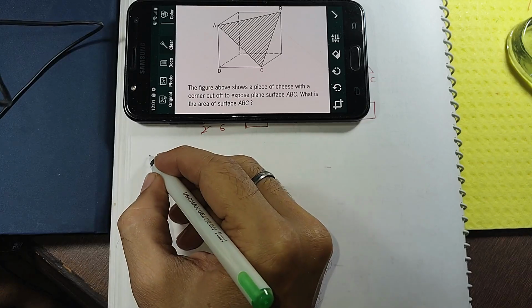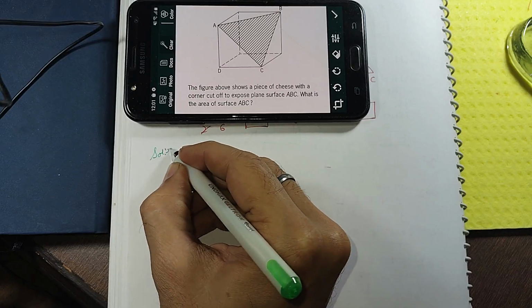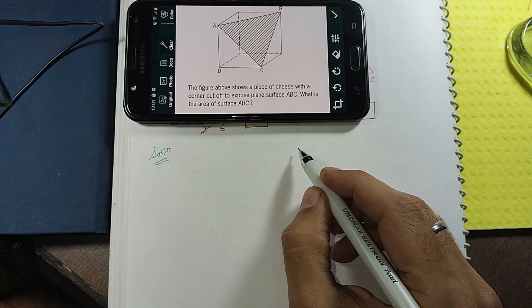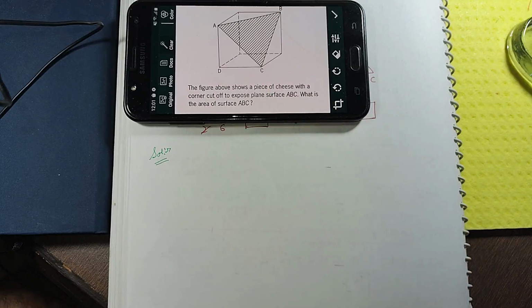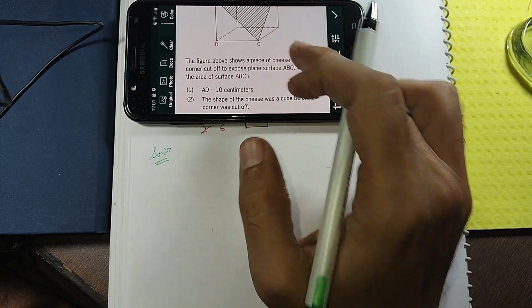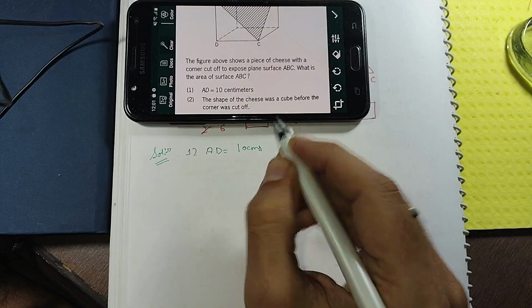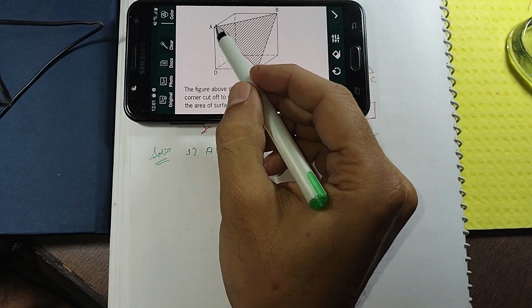The figure above shows a piece of cheese with a corner cut off to expose plane surface ABC. What is the area of surface ABC? So we have been given a surface which has been exposed. So now moving to statement 1. Statement 1 says that AD is equal to 10 centimeters. So what is AD? From the figure, AD is this side.